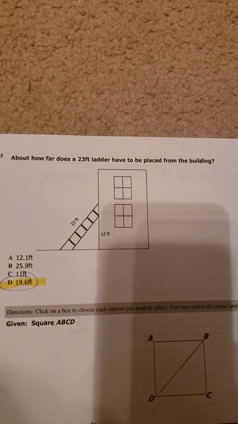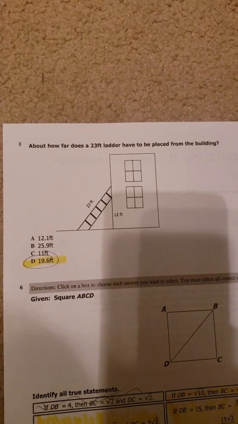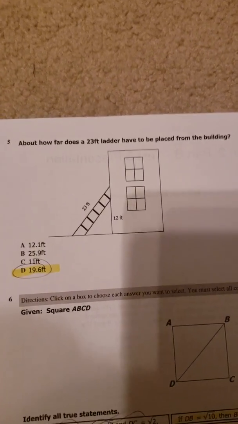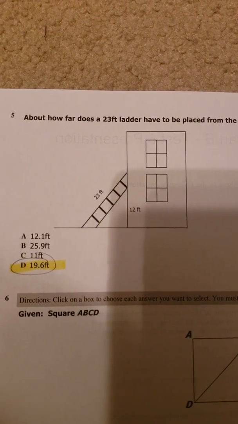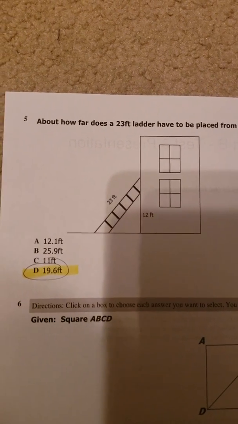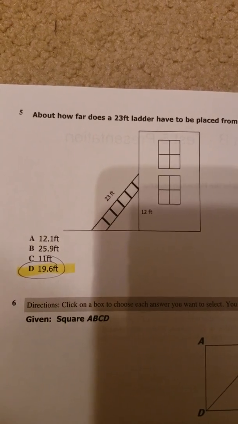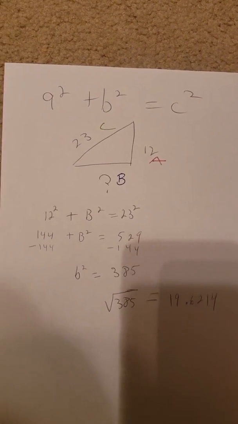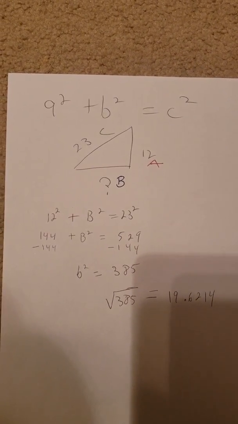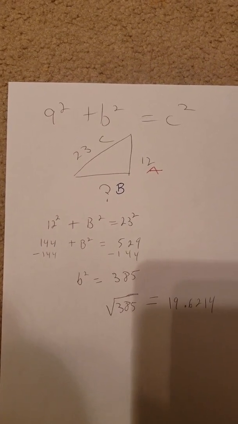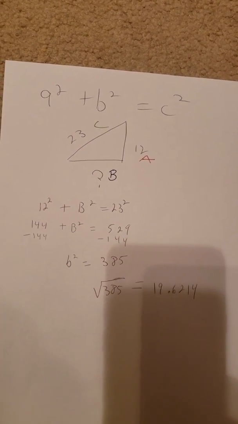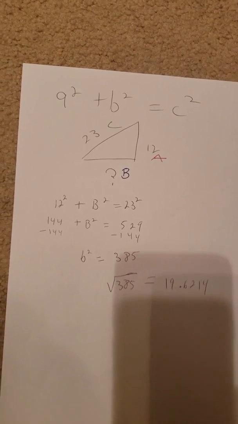So for this problem, we have a question, which is about how far does a 23-foot ladder have to be placed from the building? Well, as you can see, the ladder and the building make a triangle where the hypotenuse is 23 feet and the height is 12 feet. We are going to solve for the b side by using a squared plus b squared equals c squared.